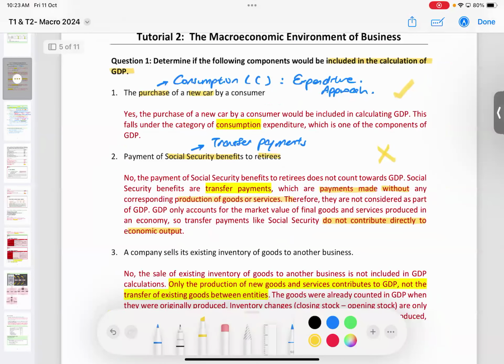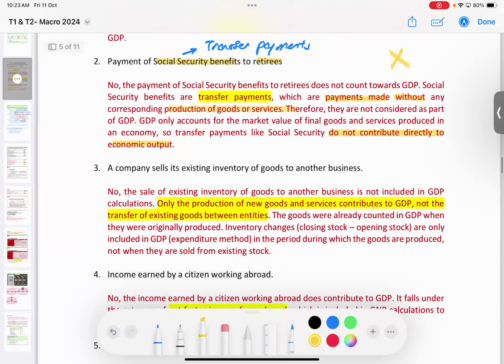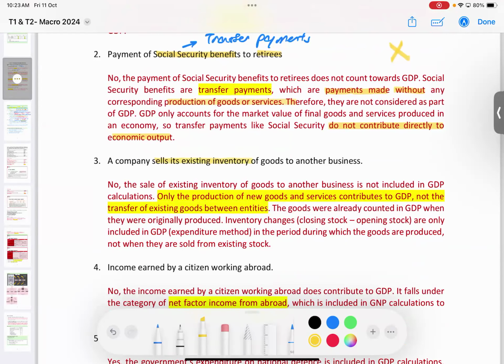Now next one. A company sells its existing inventory of goods to another business. The keyword here is selling existing inventory, something that you had already produced. Now you only sell it off. You only transfer the ownership of the inventory. It's not something new being created because it's existing. So therefore, it is not included as well.